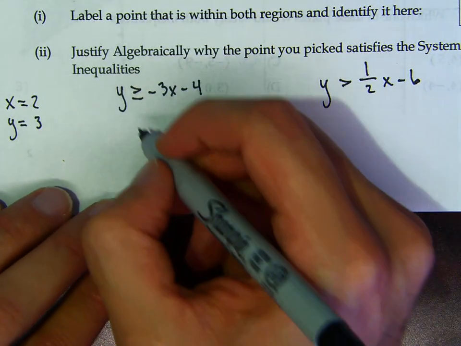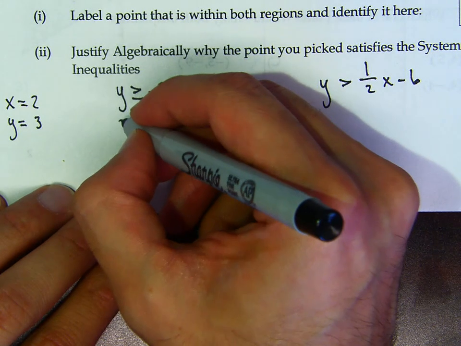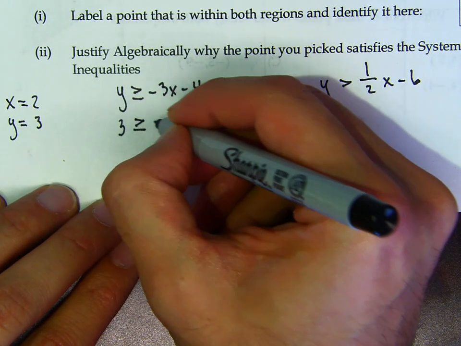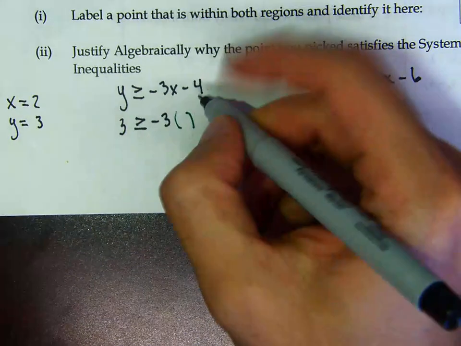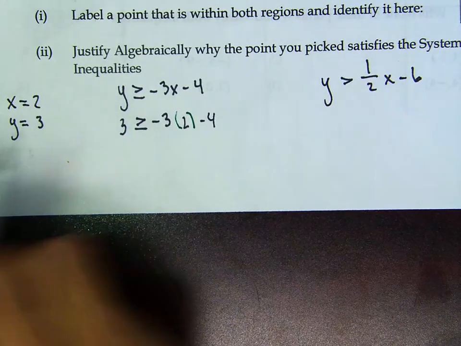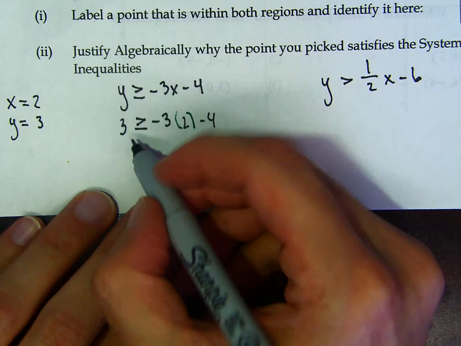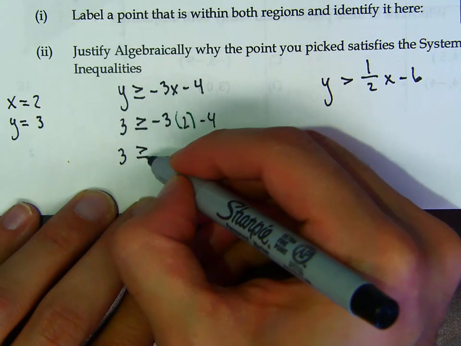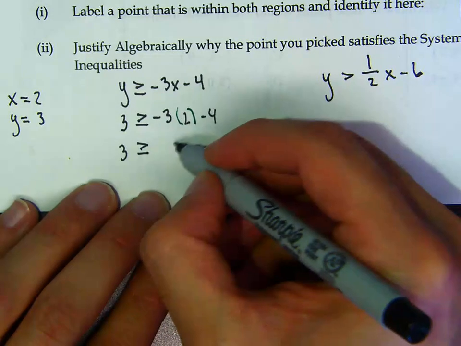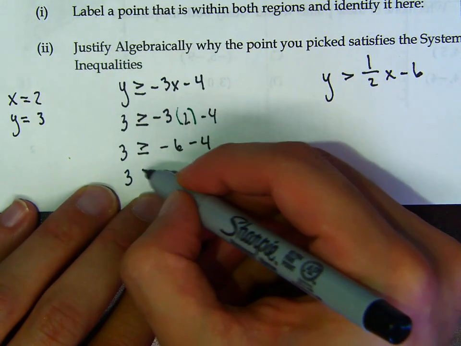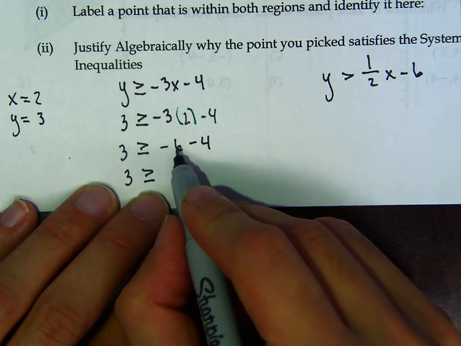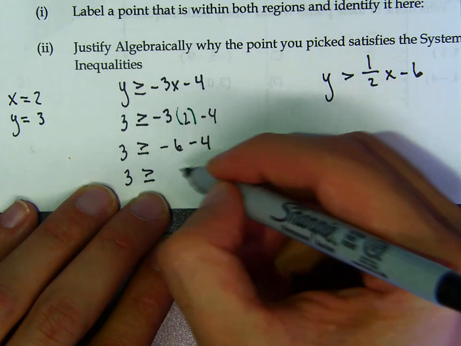So now if you want to see it, it'll be 3 greater than or equal to negative 3 times 2 minus 4. I could say 3 greater than or equal to, what's negative 3 times 2? That's negative 6 minus 4. Then this is 3 greater than or equal to, what is negative 6 minus 4? That's negative 10.